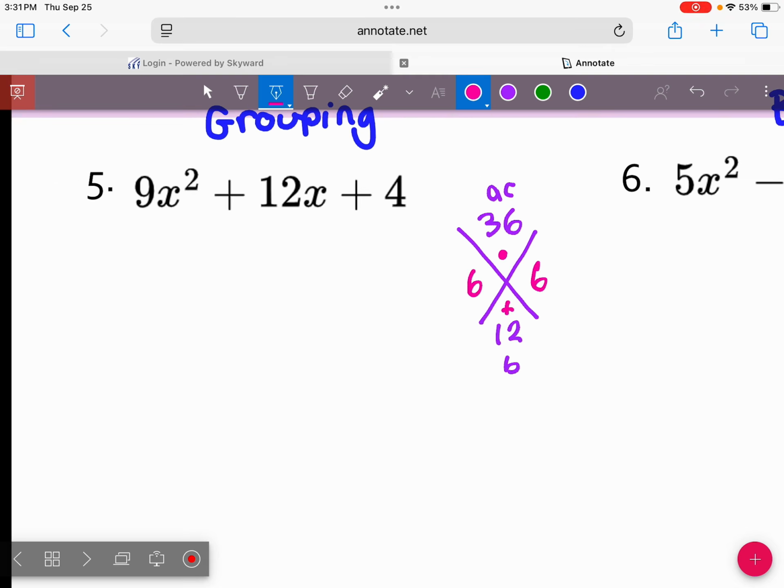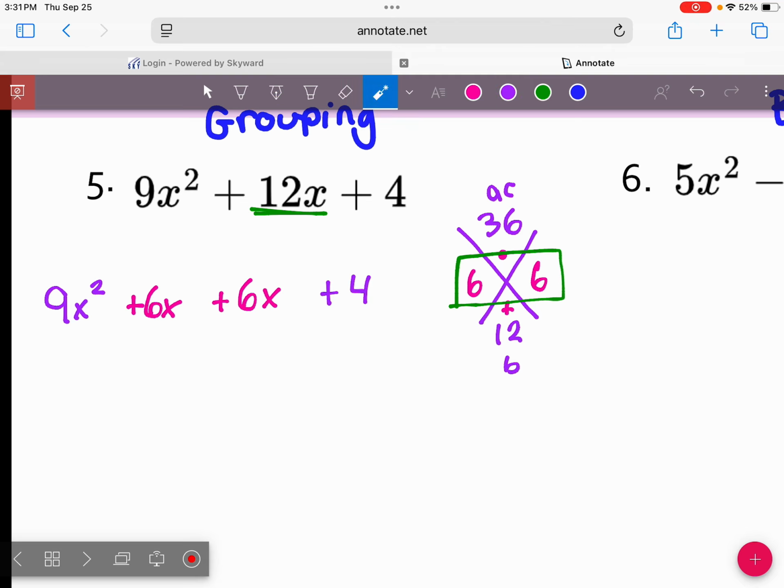So if we are factoring by grouping, what that means is I had, before we combined like terms here, I had this written as 2 6s. So I'm going to rewrite my equation with them uncombined together. So our equation came from 9x squared plus 6x plus 6x plus 4. So it's just uncombining these like terms. These would be our new coefficients.